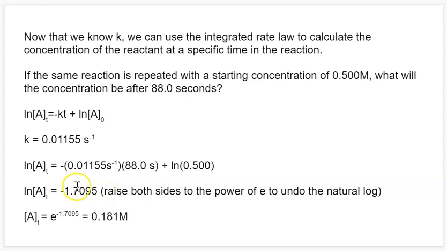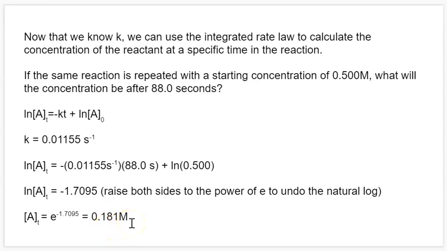1.7095. So now in order to get rid of this natural log part, I'm going to do e to the power of both sides, because that will undo the natural log and give us just A at time t, or A at time 88 seconds. And that's going to be equal to e to the power of negative 1.7095. And then overall, we're going to have a concentration of 0.181 molar at the end.